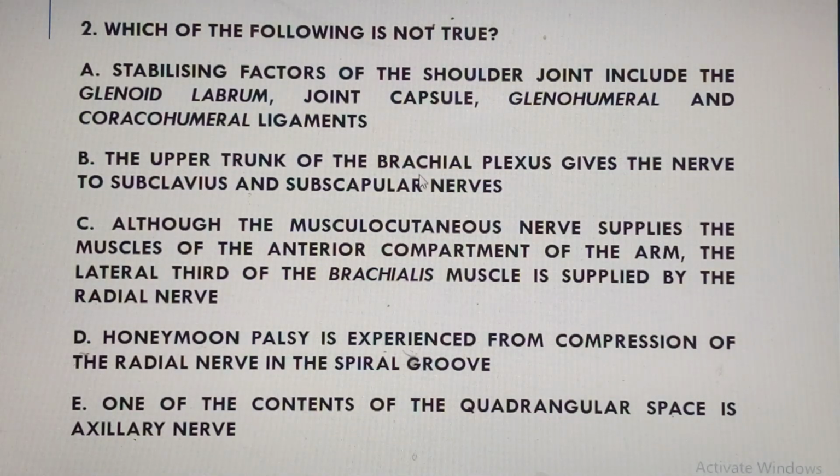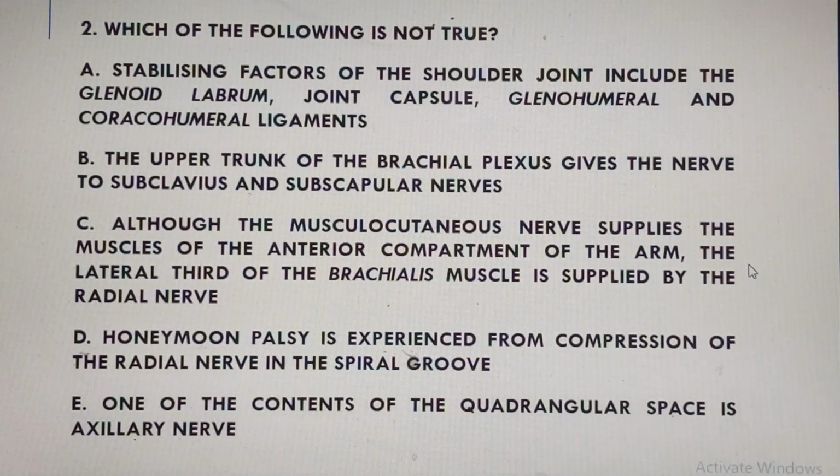Yes, the nerve to subclavius, which we've already seen. Yes, that's a very true statement. Now option C says, although the musculocutaneous nerve supplies the muscles of the anterior compartment of the arm, the lateral third of the brachialis muscle is supplied by the radial nerve. Yes, that's a very true statement.